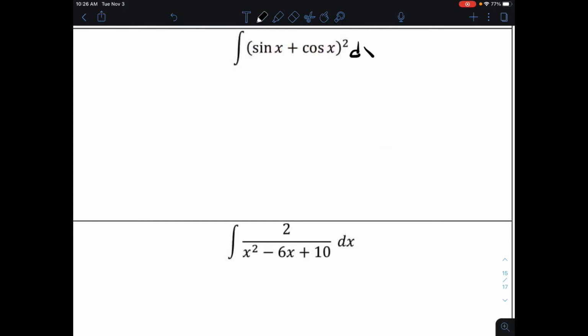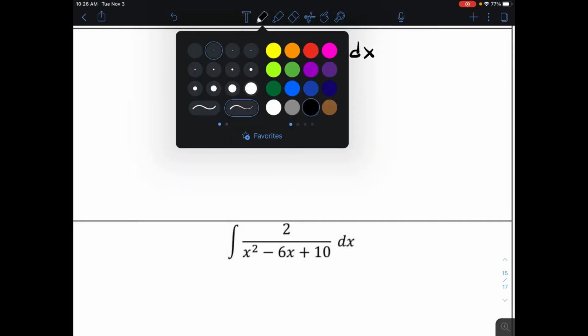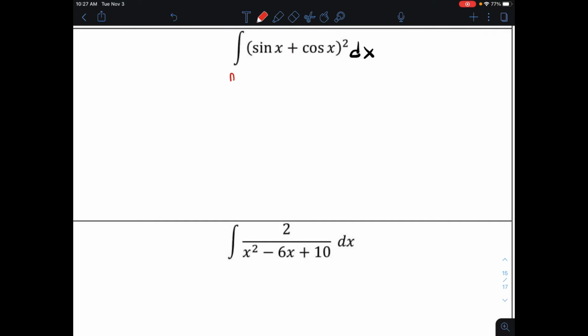Now I have to improve this. This should have dx on the end. And so if I were to let u be the inner function, sine x plus cosine x, its derivative would have to be outside of here, and there's nothing outside of here other than dx. So what we would do in this case is fully expand the problem. And so I multiply the problem out, and we would have sine squared x plus 2 times sine x cosine x plus cosine squared x dx.